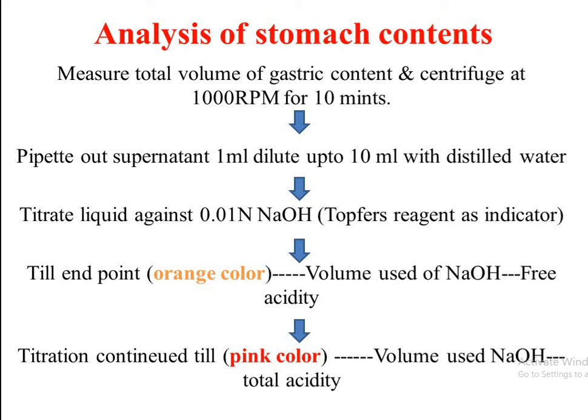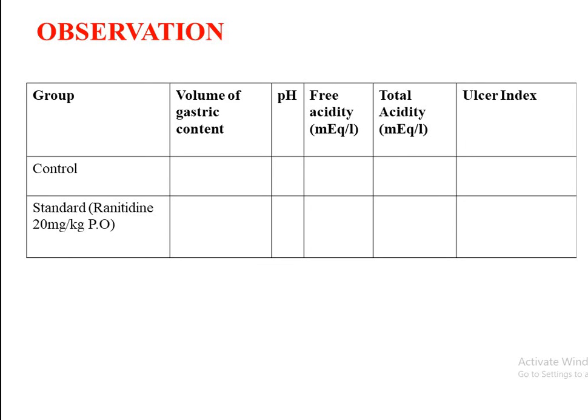So this is the simple flow chart where you can easily understand how to calculate free acidity and total acidity. After this analysis of stomach content, you will draw an observation table. Here you will mention the control group and the standard group, which was given ranitidine 20 mg per kg orally, along with the volume of gastric content, the pH obtained in both groups, free acidity, total acidity, and the ulcer index.